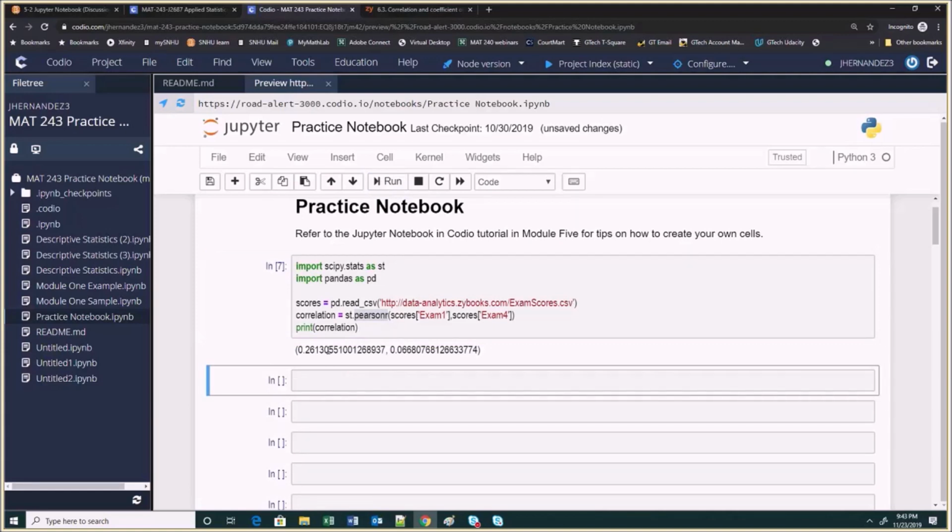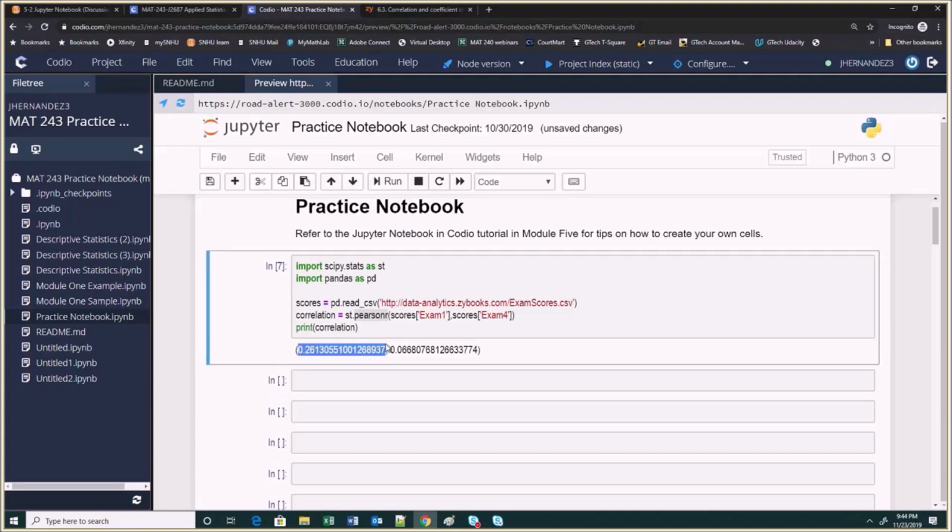So as you can see here, when you print it, you get two numbers. And again, this is not confidence intervals. The first number represents the correlation coefficient. This is the correlation coefficient value. And the second number here represents the p-value if you were to do a hypothesis test for correlation coefficient. And so the correlation coefficient is 0.26.